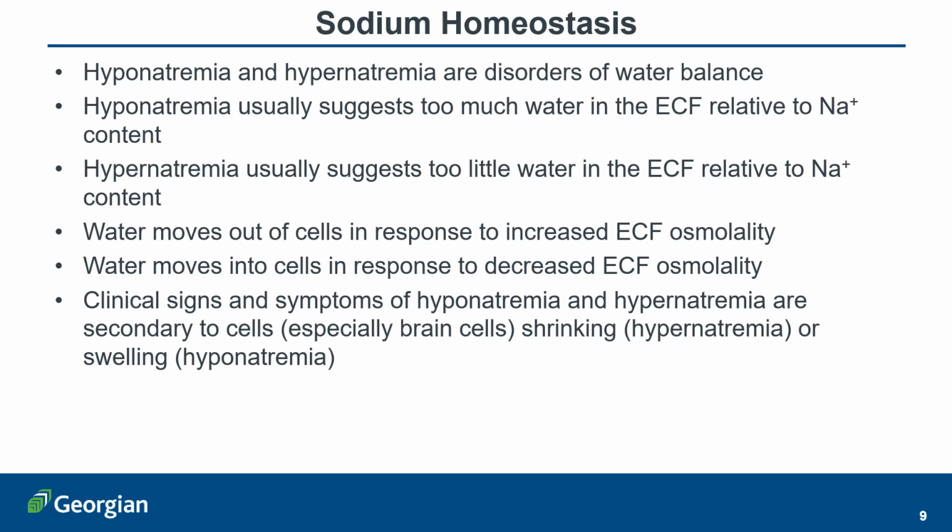Similarly, in a hypernatremia client, it doesn't mean that they automatically have an excess of sodium in the body. What it means is that relative to water, there is more sodium in the body. So hypo and hypernatremia are really disorders of water balance. Hyponatremia usually suggests that there is too much water in the ECF relative to the sodium content. Notice that it doesn't say that the sodium content has decreased. The sodium content might be the same, but if there is, relatively speaking, more water, then you will have hyponatremia.